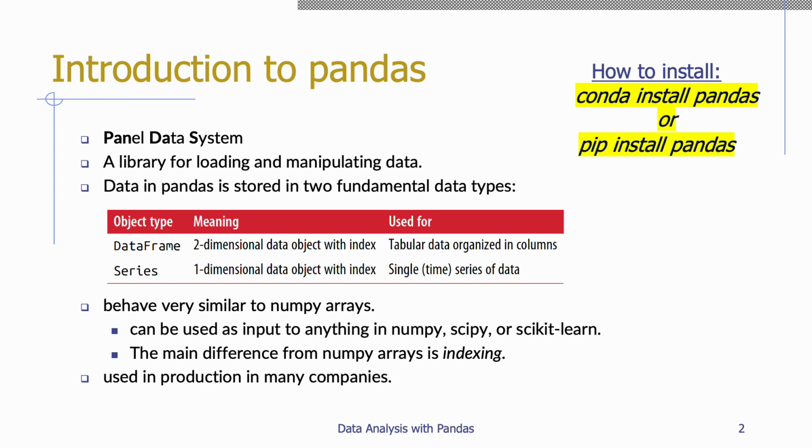Pandas behaves very similar to NumPy arrays, so it can be used as input to anything in the NumPy, SciPy, or scikit-learn libraries. The main difference from NumPy arrays is its indexing, which we are going to cover in the next slides. And it's used in production in many types of industry. In order to install it, Anaconda users just type conda install pandas in the terminal, or other users can install it with pip install pandas.